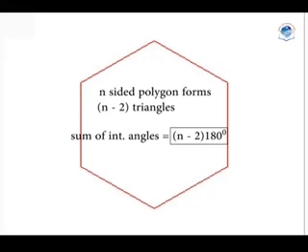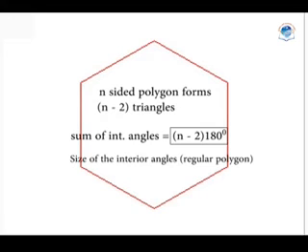Now for an irregular polygon, we cannot know the size of the specific angles unless we measure them individually because they are not equal. However, for a regular polygon, it is possible to find the size of individual angles because they are all equal. And the way we do that is to divide the sum total by the number of angles. And if you recall, we have set the number of angles equal to the number of sides. So we simply have n minus 2 times 180 divided by n.